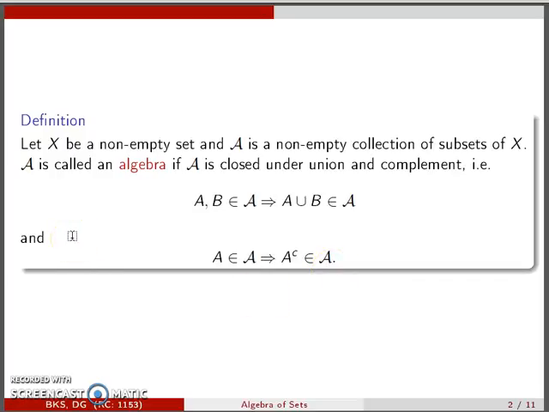Note that any set will be denoted by a capital letter, and a collection of sets or subsets will be in the script form. So an algebra of a set is nothing but a collection of subsets of that set which is closed under union and complement.